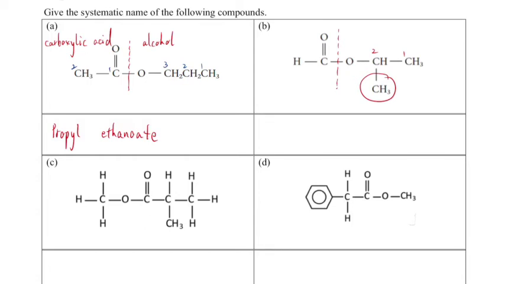Okay, so we're changing the name of this alcohol molecule. This alcohol molecule is called methyl ethanol. So if we just change the ending, it will become methyl ethyl. And then let's attach the name for the carboxylic acid. Here only 1 carbon, so it's methanoate.